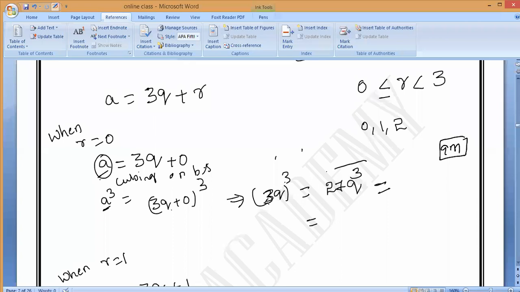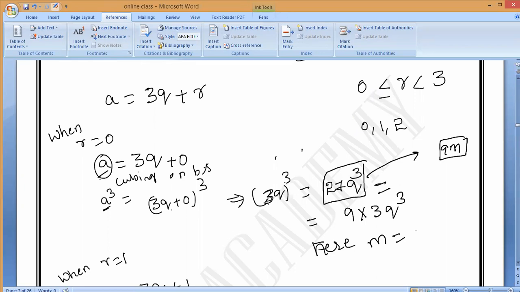27 can be written as 9 into 3. So 27q cube is 9 into 3q cube. Then m equals 3q cube. So the equation becomes 9 into m. So the cube of any positive integer is in the form of 9m.